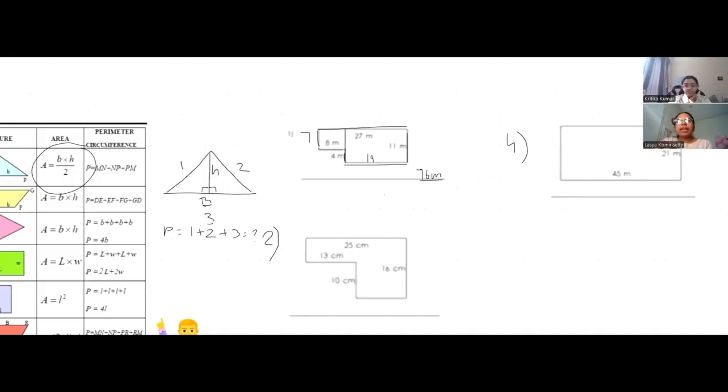So area. Now that you know that these are two rectangles, because we have 19 meters, 19 meters, 11 meters, 11 meters, and this is 8 meters, 7 meters, 8 meters, 7 meters, right? You just find the area for this rectangle and the area for this rectangle, and you add them together to get the area of the whole shape. So first you say 8 times 7 plus 19 times 11, okay? And that will give you 265 meters squared.